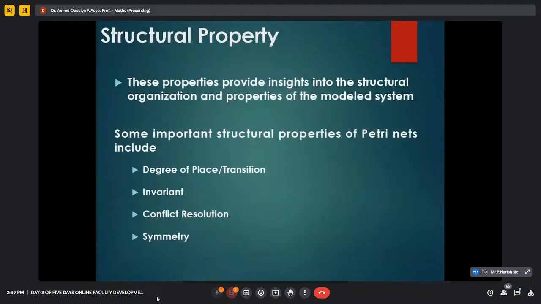Next, I told you we have two properties. One is the behavioral property, the other one is the structural property. We have discussed the behavioral property. The next is the structural property. The structural property gives us insights into the structural organization and properties of the model system. Some important structural properties are degree of place transition, invariance, conflict resolution, and symmetry. These are the properties that we check in our constructed models.